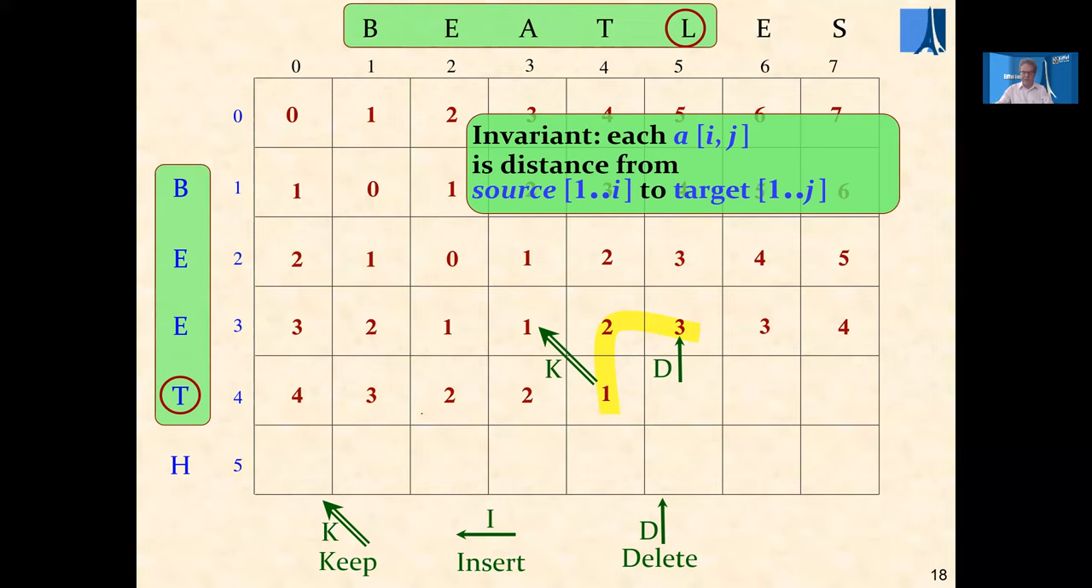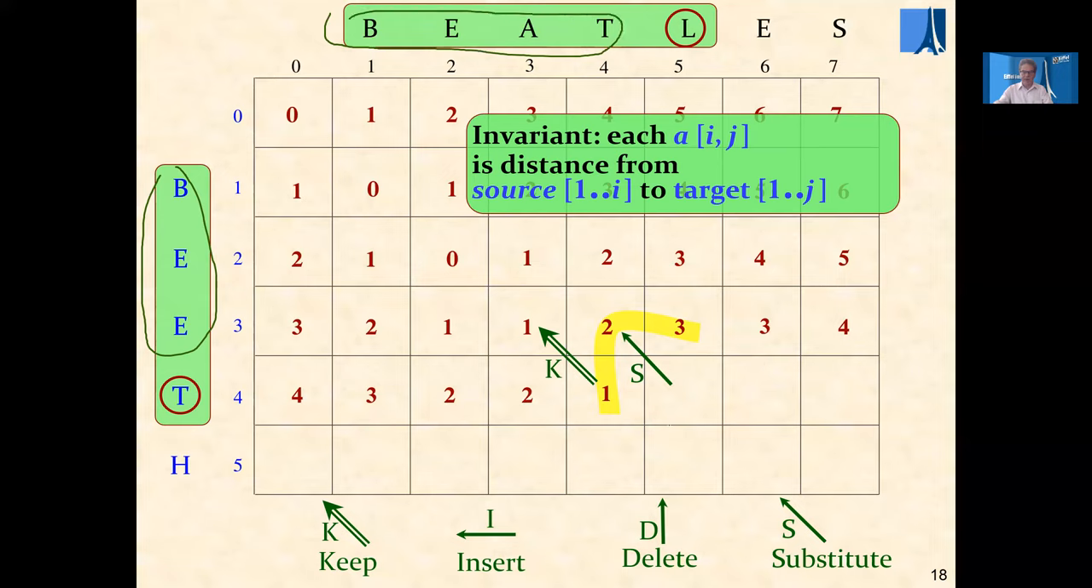And a third way, knowing that we can go from BEE to BEAT in two operations, would be to add an operation which is a substitution, replacing the letter T at position 4 by the letter L. So that would be a substitution.